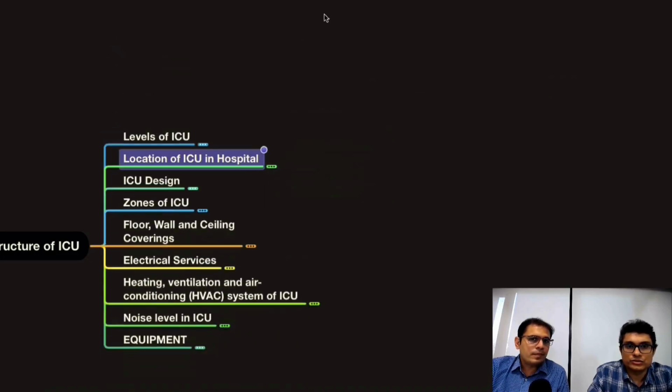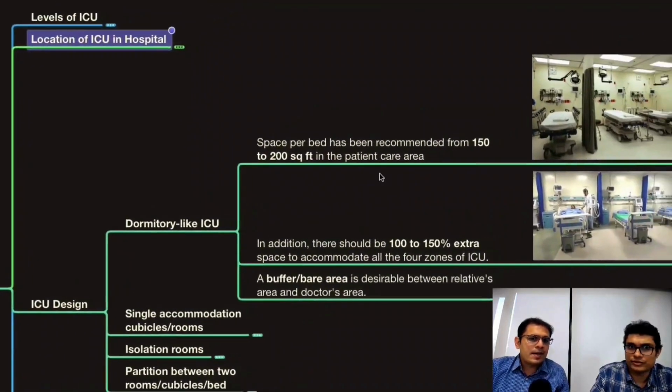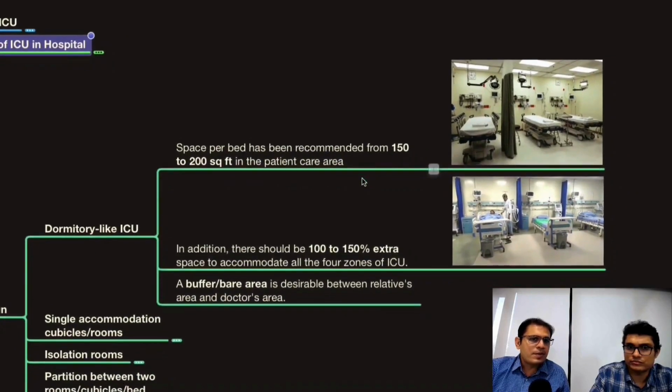Okay, so coming to the ICU design. Whenever you design the ICU, there are 4 types of design. One is dormitory, in which the whole ICU has common beds. Second is single accommodation rooms. Third is isolation, and fourth is the partition. The first of them is the dormitory-like ICU.